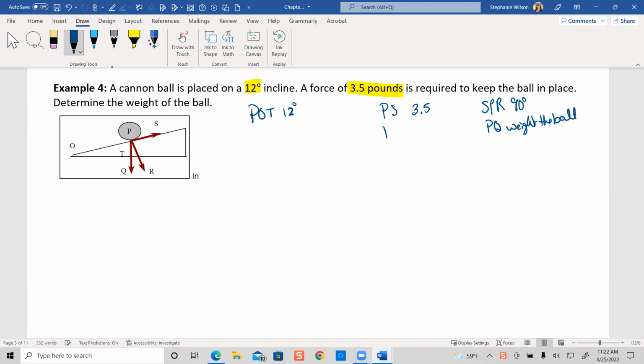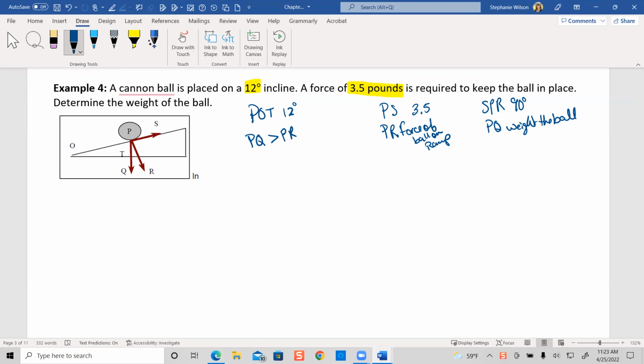Let me go back, I skipped one. PR is going to be the force of the ball on the ramp. And then PQ is greater than the magnitude of PR, due to the incline of the ramp. Okay, so we'll read on. Notice that the vector PR is the resultant of the vectors PS and PQ. Therefore, you can draw a copy of the vector PQ that begins at S and terminates at R, okay?